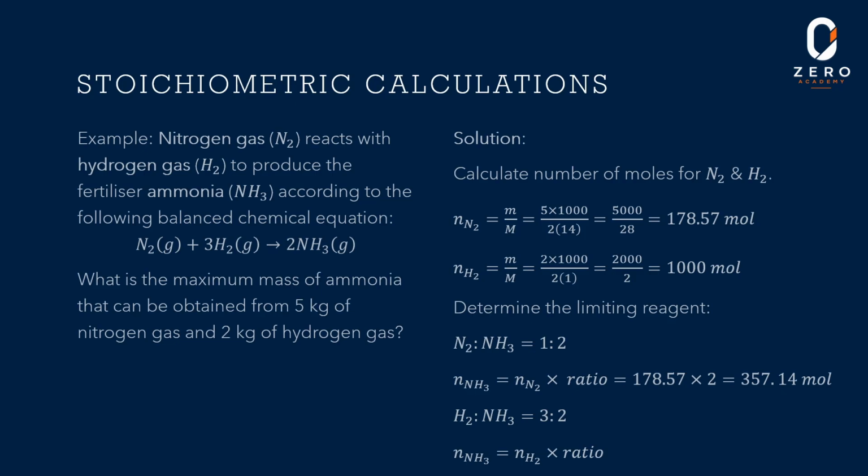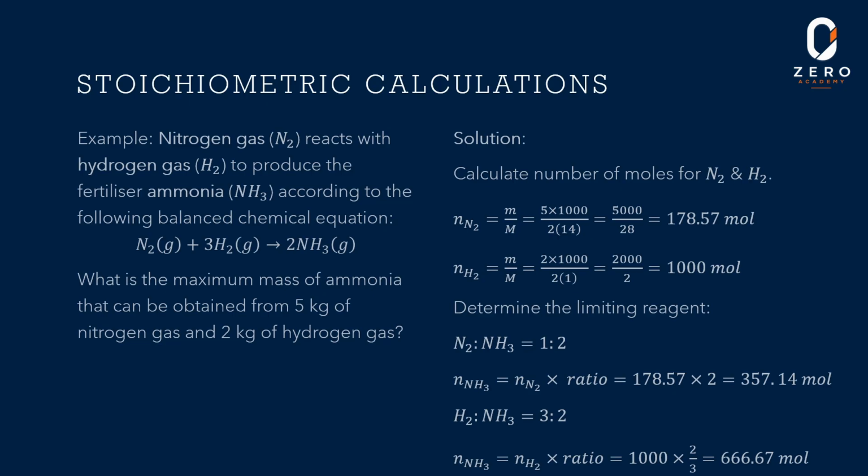And substituting in our values, we'll have 1000 multiplied by 2 over 3, because the ratio is 2:3, as you can see, or 3:2. And we start by the ratio of the products on the numerator and the ratio of the reactants on the denominator, and hence it will be 2 divided by 3, and that will give us a value of 666.67 moles.